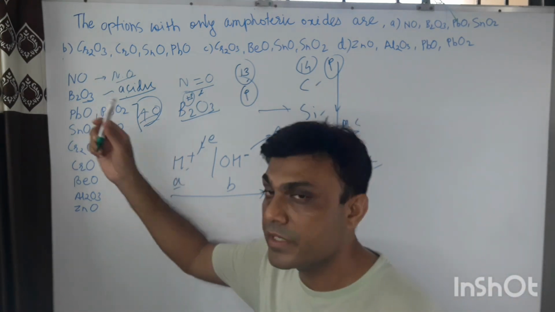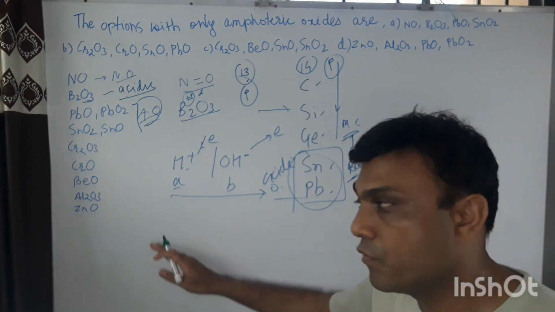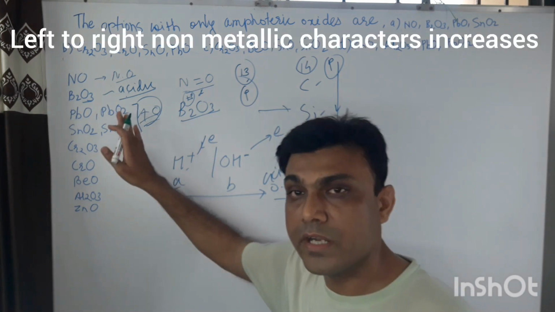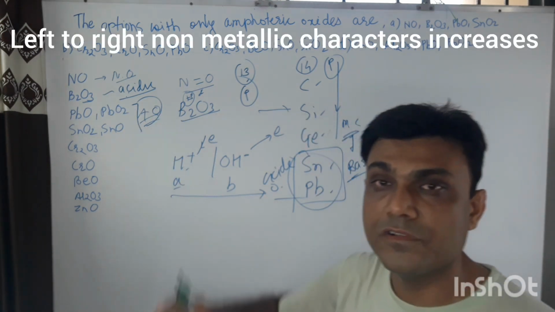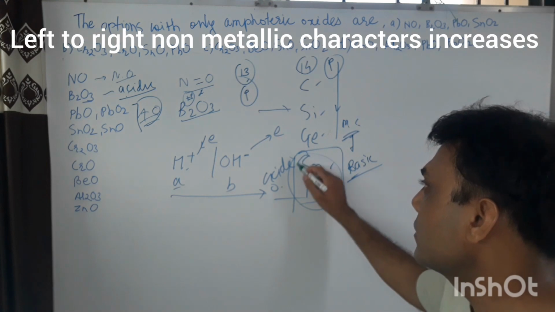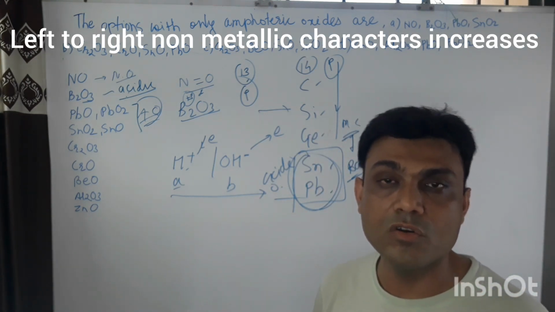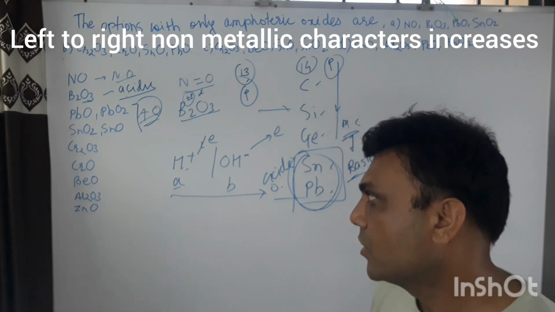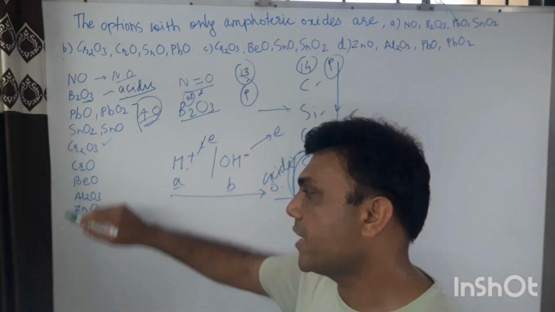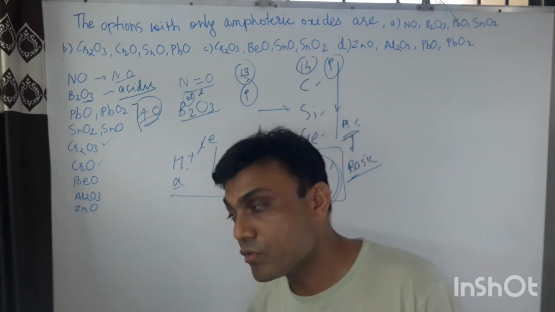And these two will react with both acid and base to form a salt and water. That's why they form amphoteric oxides, because they have an intermediate nature between metallic and non-metallic elements. Now next are chromium oxides.